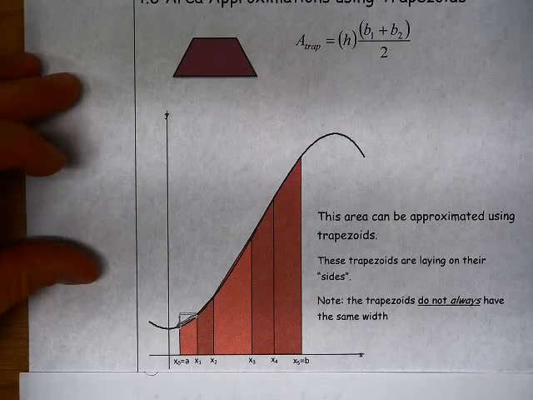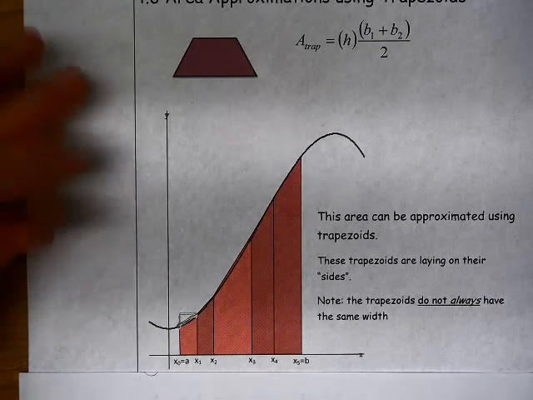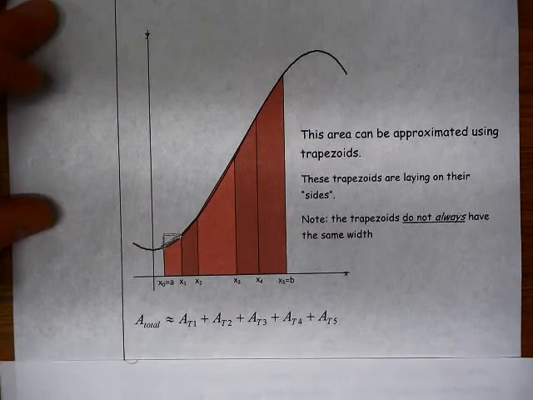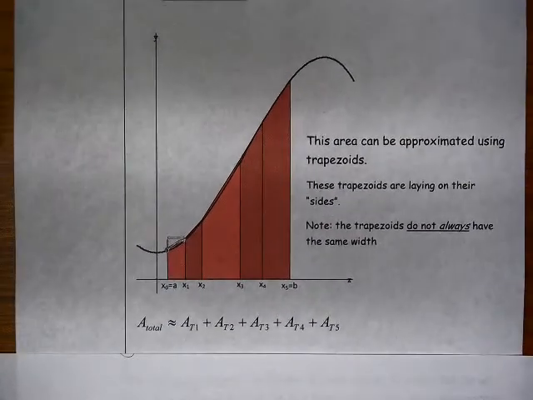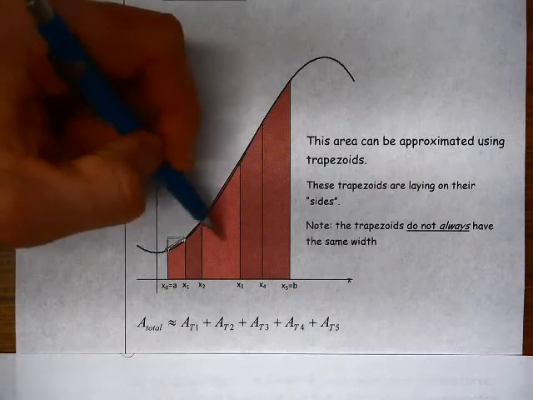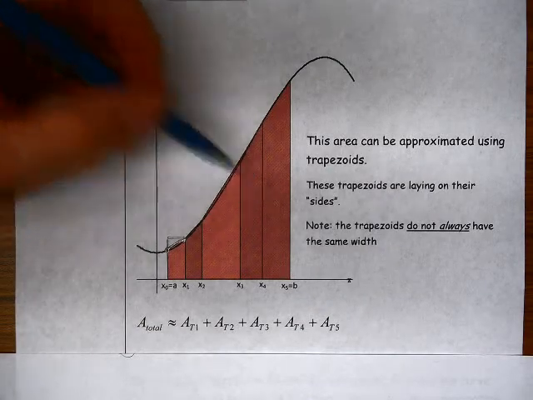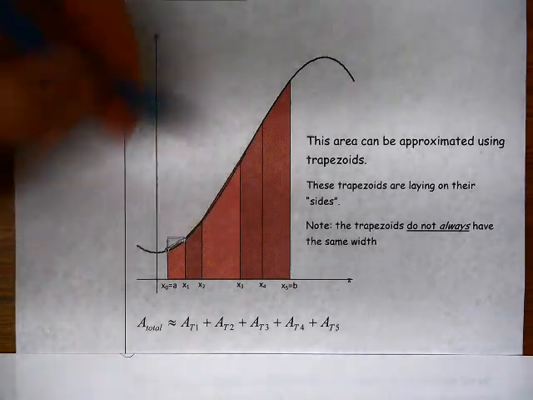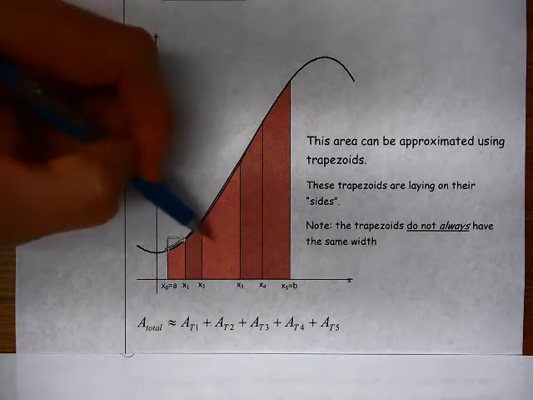So it gives us a better estimate of what's under the curve, but again, it's just another way for us to get an estimate. We're going to estimate the total area underneath that curve by adding up the areas of those individual trapezoids. Note here that the trapezoids don't always have to be uniform in width. They often are in textbook examples, but they don't have to be.